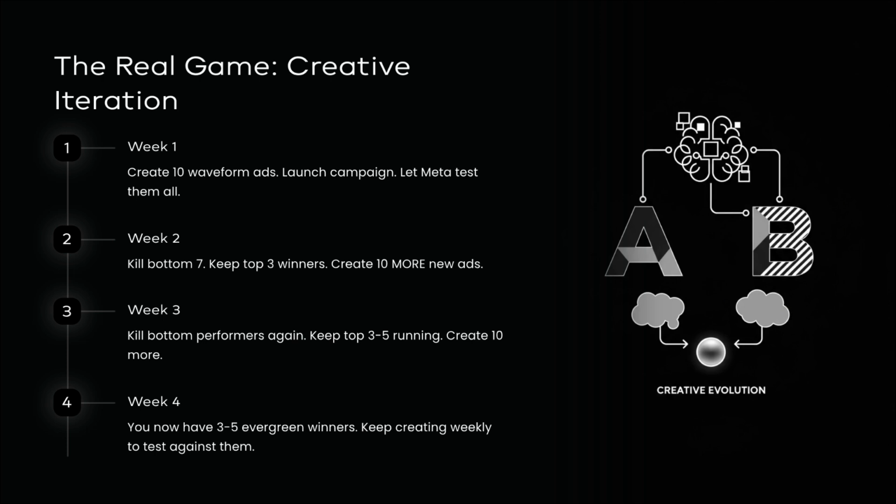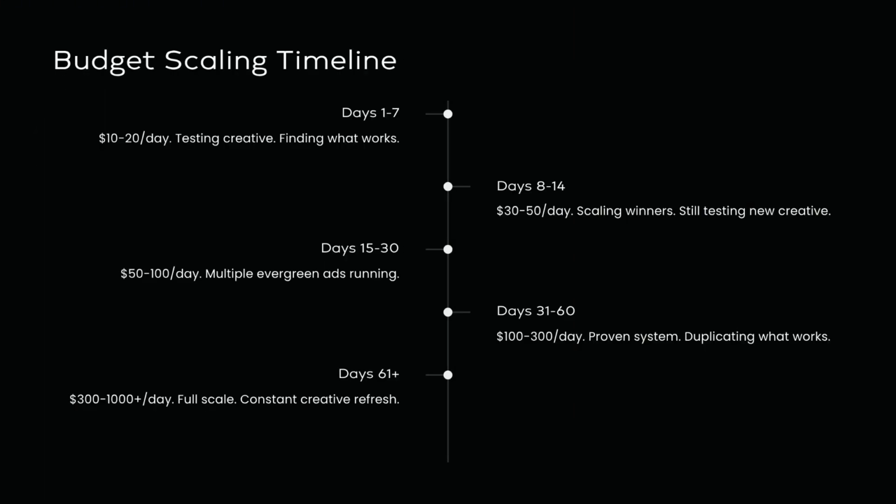Now, let's talk budgets and the scaling timeline. You start small, $10 to $20 per day, just testing your creative, finding your winners. As you find ads that work, you scale the budget. $20 becomes $50, $50 becomes $100. Within weeks, you can be spending over $500 per day with a proven, predictable system. But you have to accept the reality. Most people will launch 5 ads, see nothing, and quit.